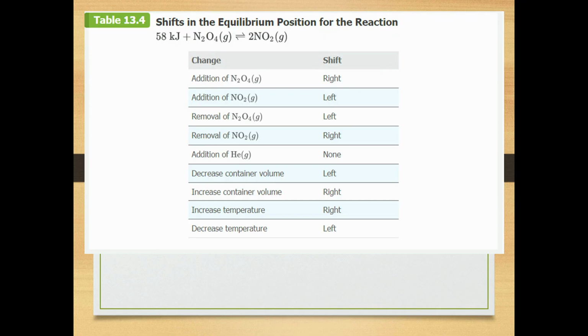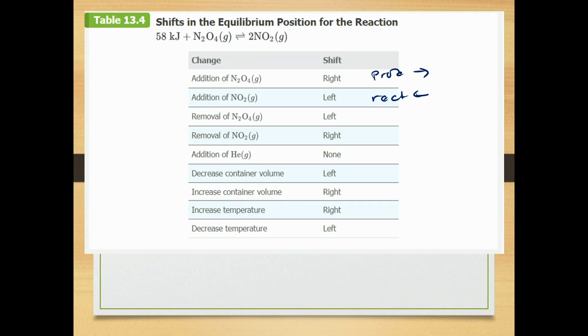Okay, so overall, looking at an endothermic reaction, adding reactant shifts it to products. Adding products shifts it to the reactant. So when I say it shifts it to the right, that shifts it to the products. When I say it shifts left, it shifts it towards the reactants. Removing N2O4 needs to fill in that gap, so it moves towards the reactants. Removing NO2 moves it to the products.